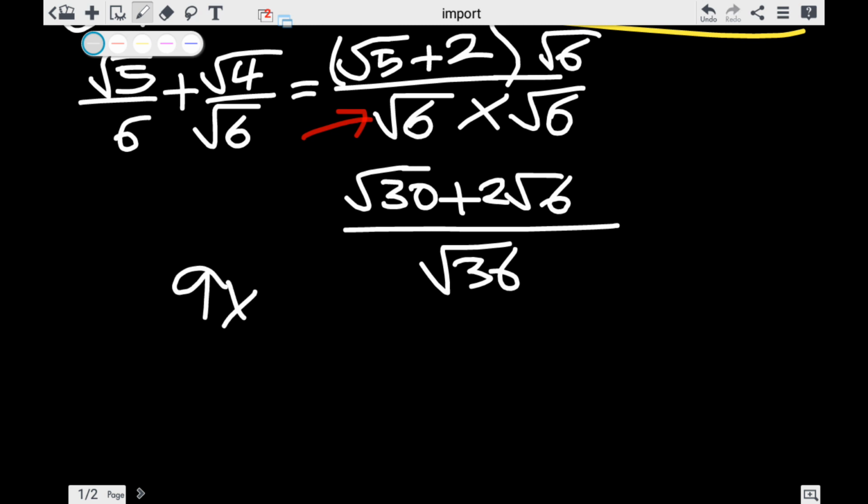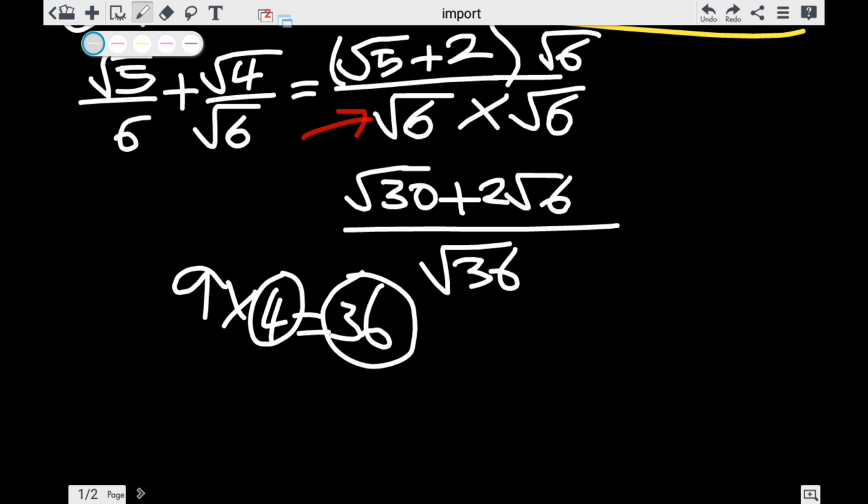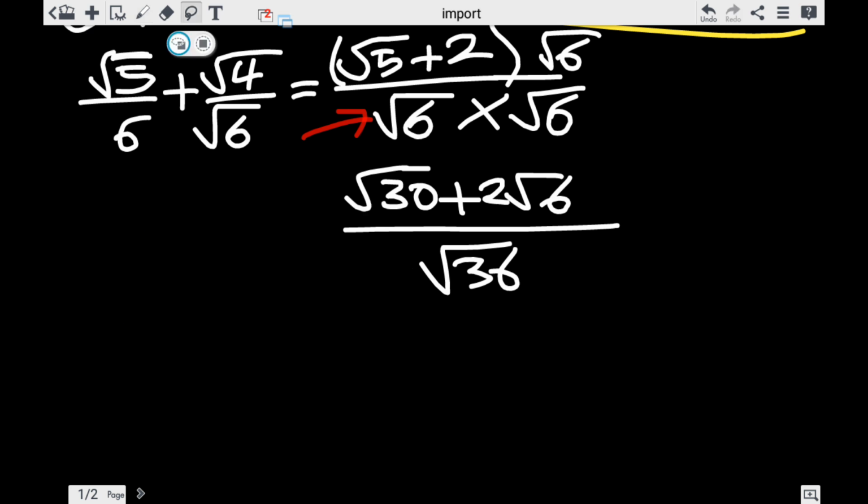Now 9 times 4 is 36. So we're not looking for 36, we're looking for 30. 9 is a perfect square, 4 is also a perfect square, so these two numbers cannot be used either. What about 6? So 6 cannot be used. So 36 cannot be reduced. So therefore, we're going to leave it as 30.